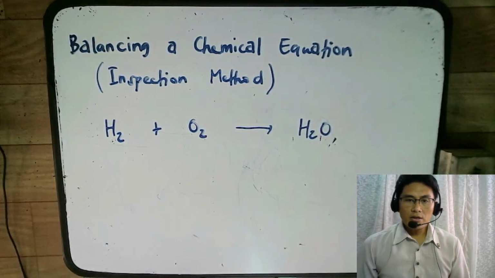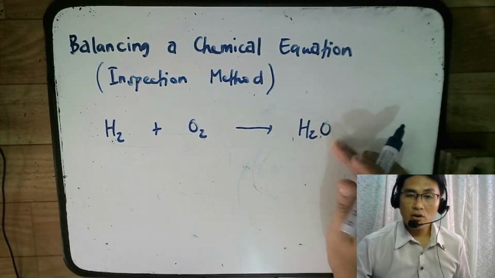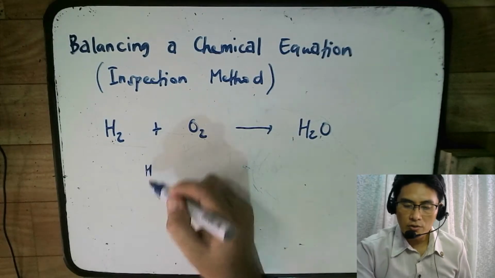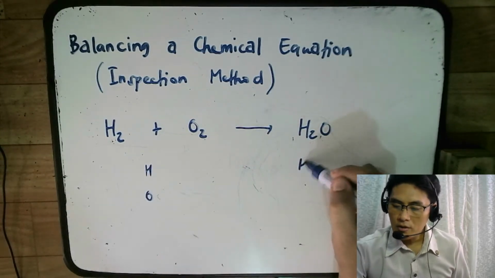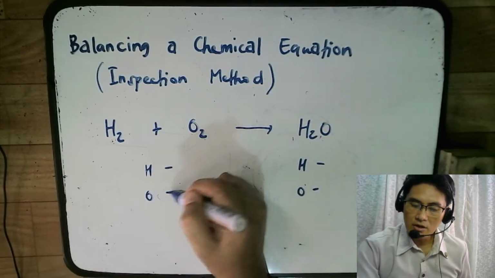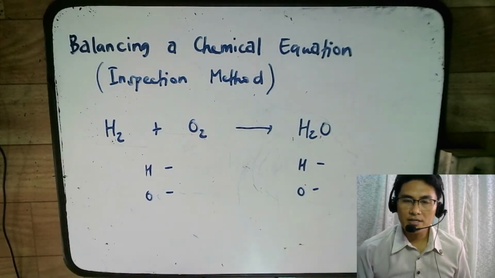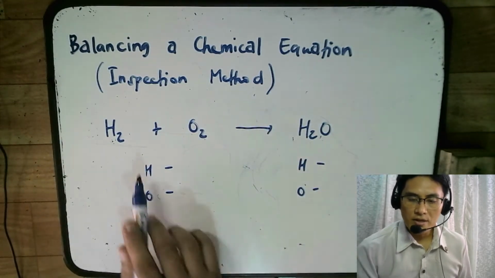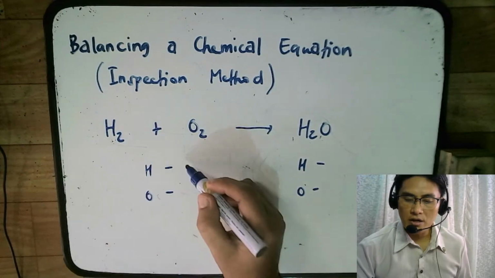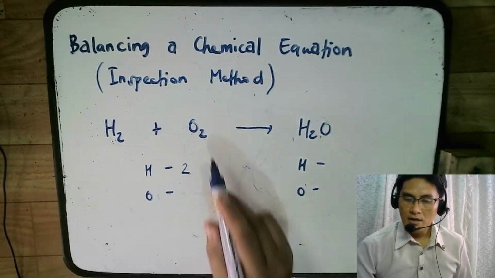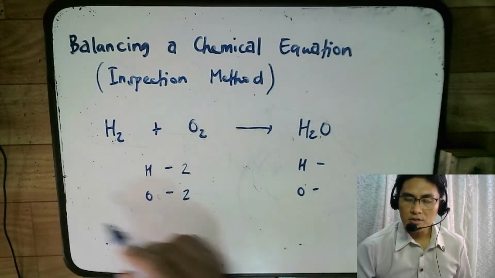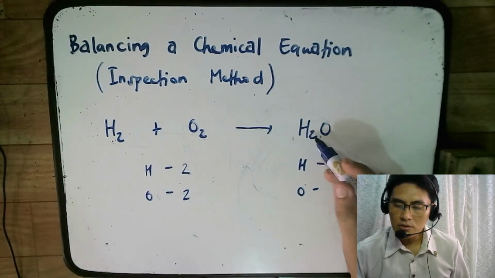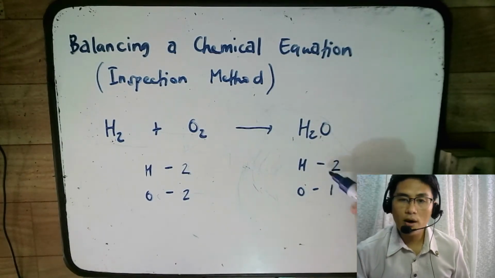Notice that this doesn't follow the law of conservation of mass, because if you count the number of elements on the reactant side and on the product side, they are not equal. For example, here you have 2 times 1, so there are 2 hydrogen atoms, and there are 2 oxygen atoms. But on the other side, you have 2 hydrogen atoms, but you only have 1 oxygen atom.